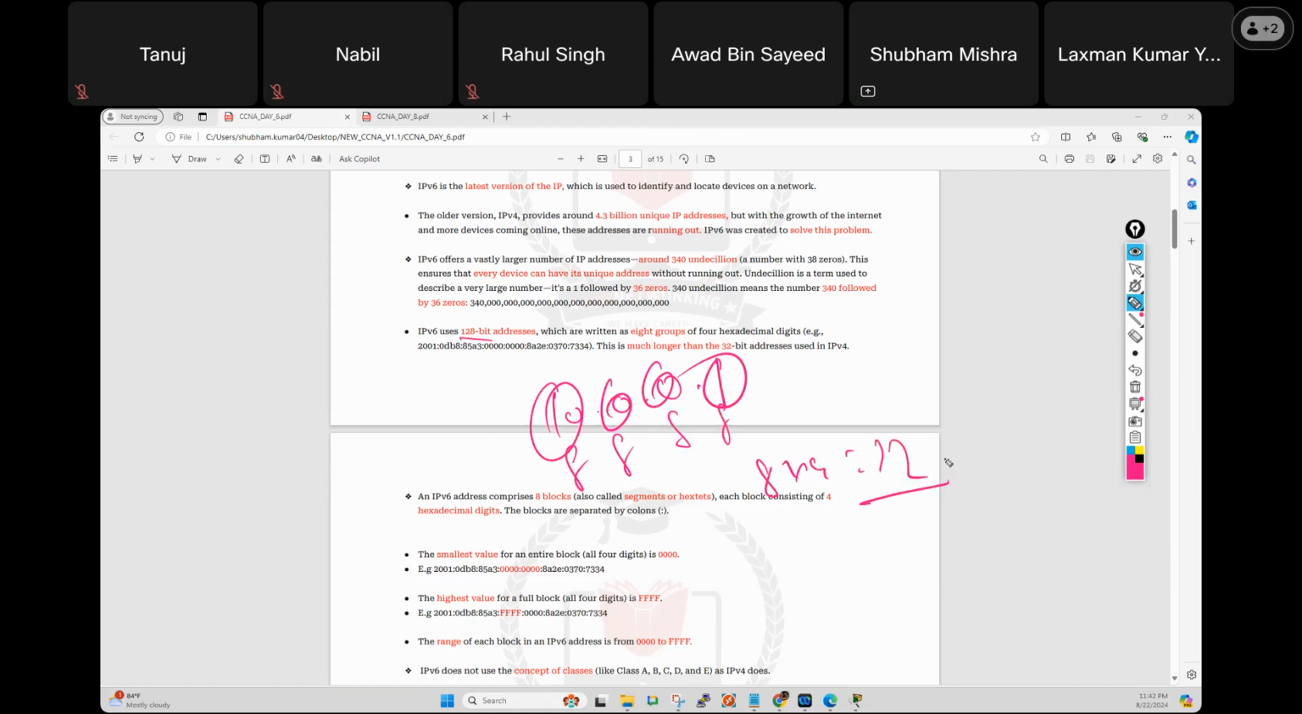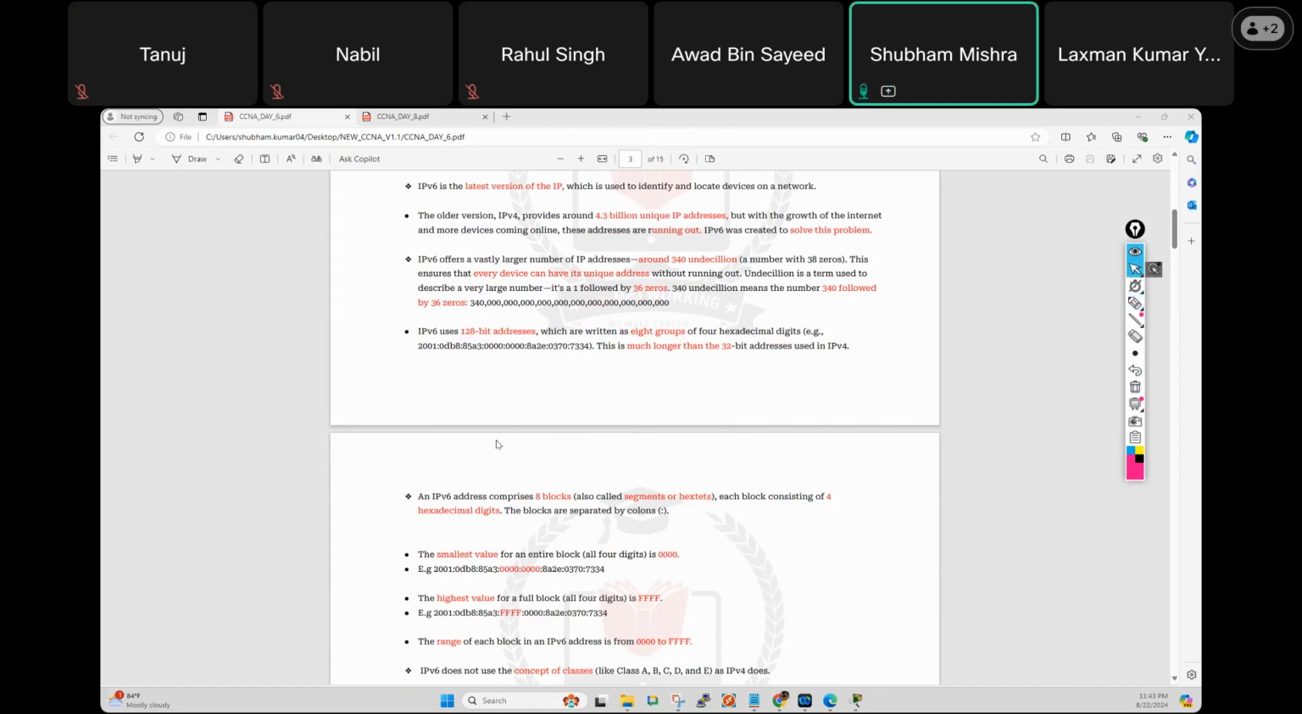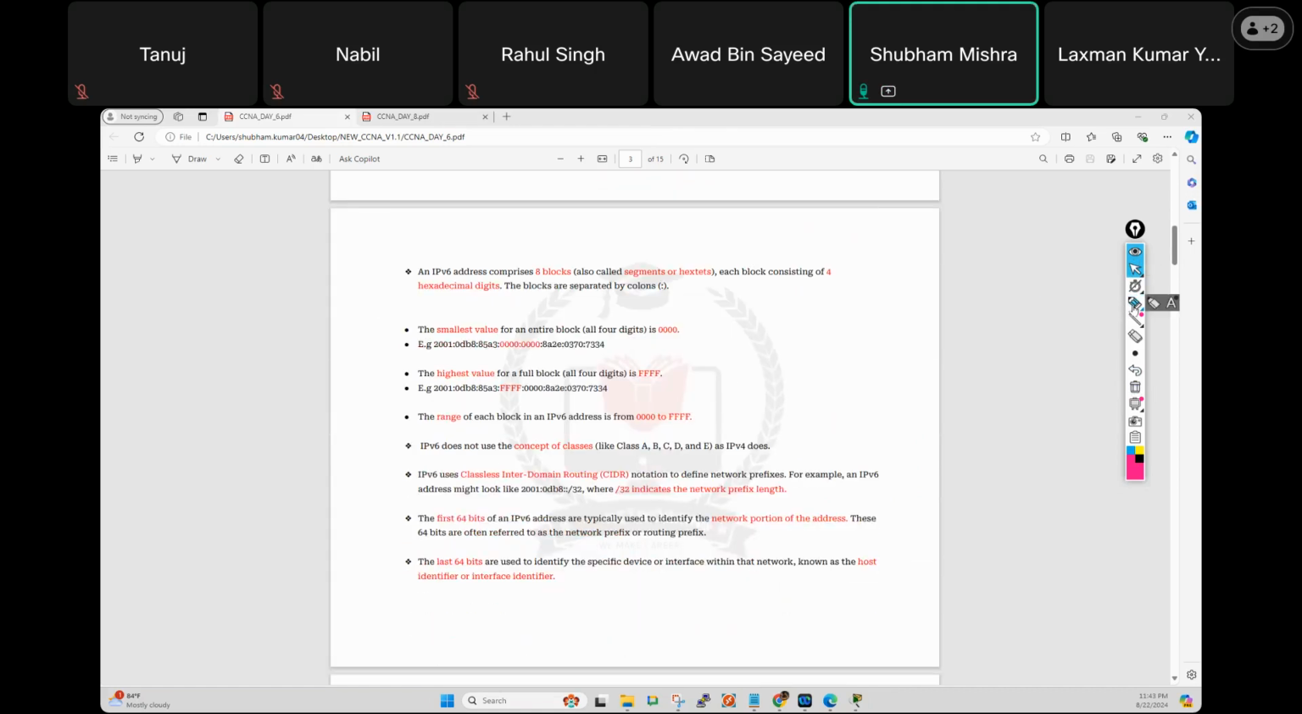Yes or no? Yes. But in IPv6, how many groups? 8 groups. See, this is the example. 8 groups. So that's the reason it is much longer than an IPv4 address. Do you understand, everyone? Clear?